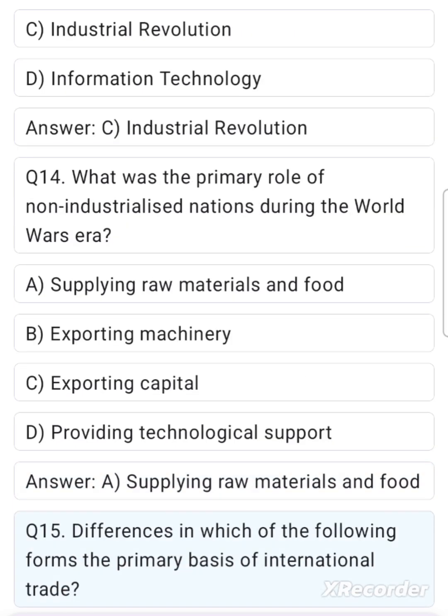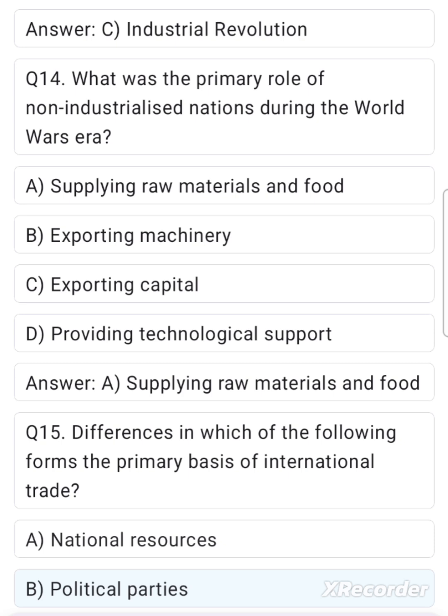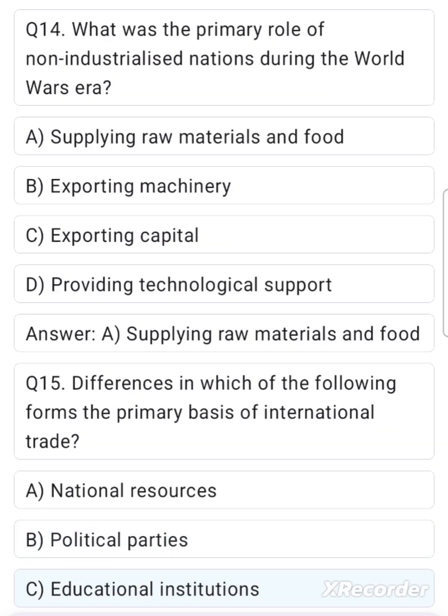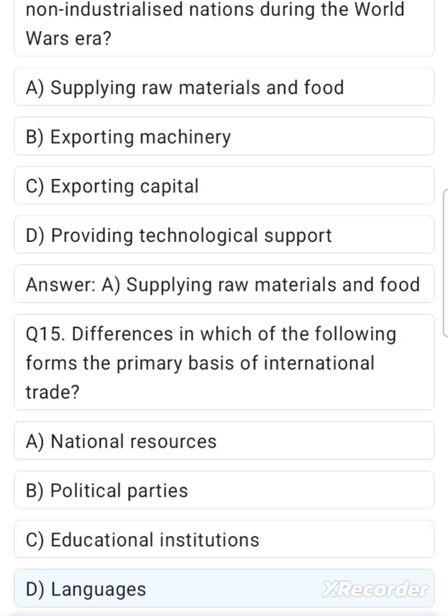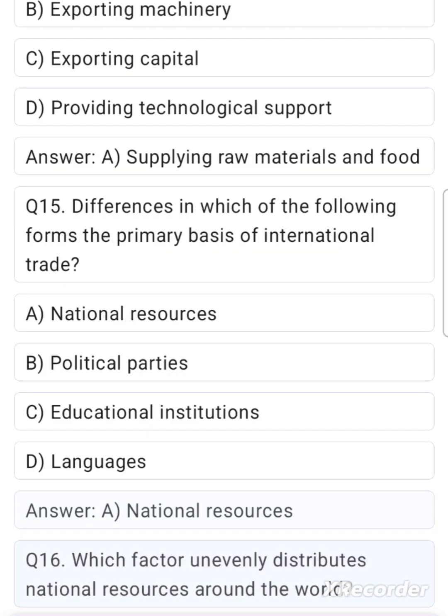Q15. Differences in which of the following forms the primary basis of international trade? A. National resources. B. Political parties. C. Educational institutions. D. Languages. Answer. A. National resources.